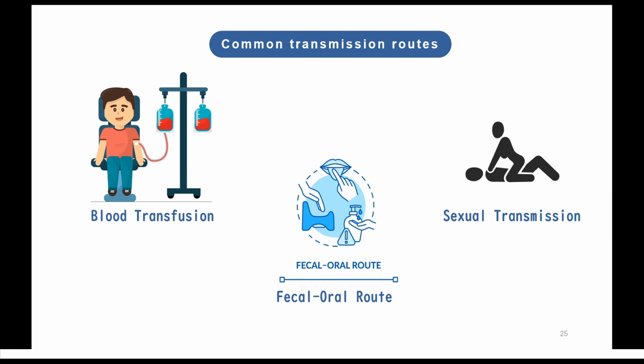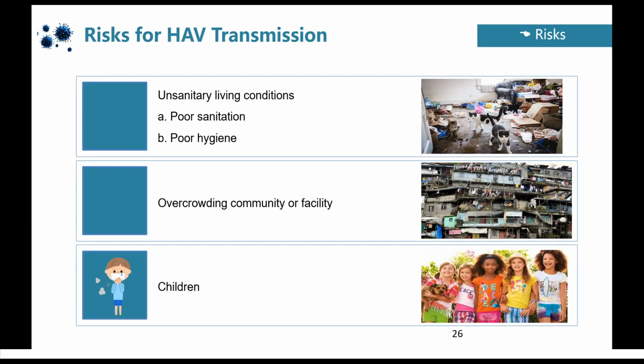In terms of transmission, hepatitis A may be transmitted via blood transfusion and sexual transmission, but these are uncommon transmission routes because the most common transmission route of hepatitis A is fecal oral. So, what are the risks for hepatitis A transmission? Since fecal oral ang pinaka-common na transmission route for hepatitis A, when you are living with unsanitary conditions that will pose you a greater risk for acquiring hepatitis A infection.